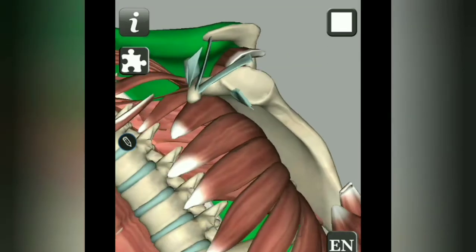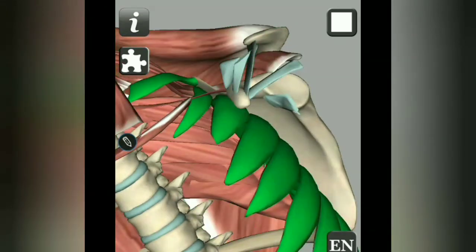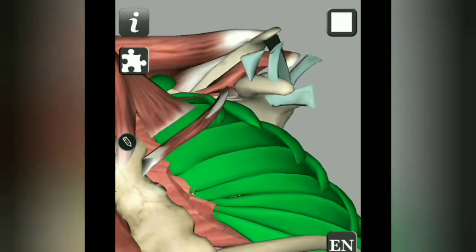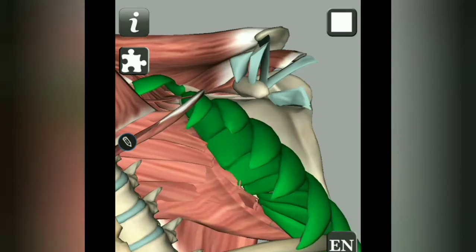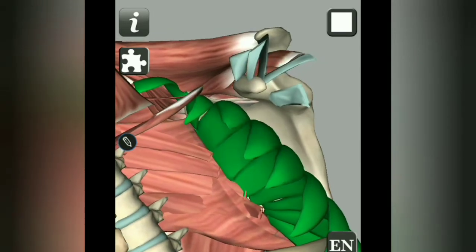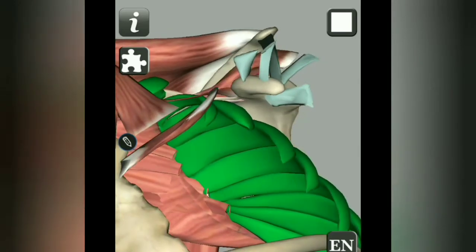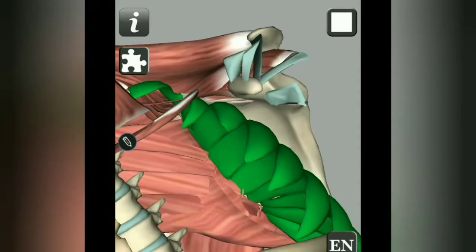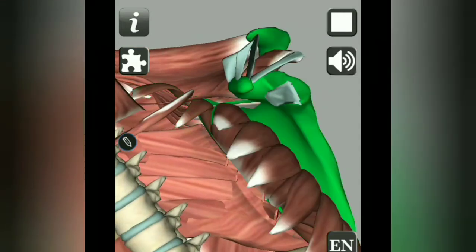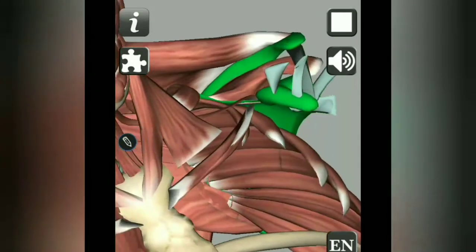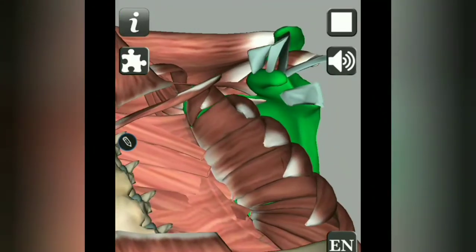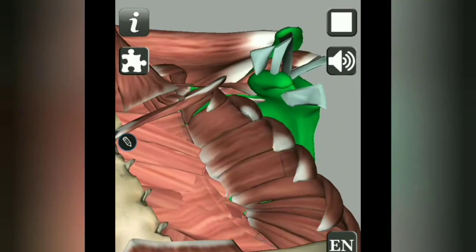So now coming to the serratus anterior. This one is the serratus anterior muscle, which is inserted along the medial border of the costal surface. This one is the costal surface of the scapula, and it is inserted onto the medial border of the costal surface of the scapula.